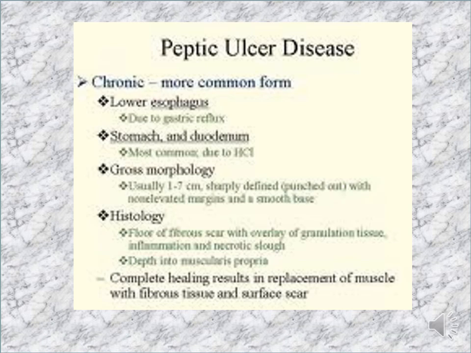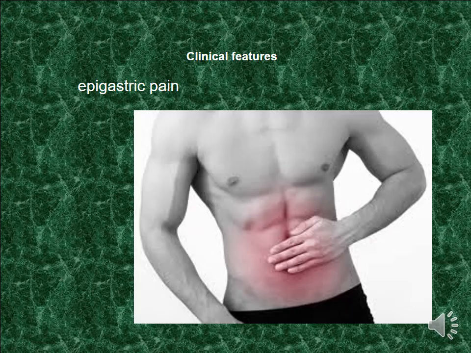The chronic one occurs in the lower esophagus due to gastric reflux, and in the stomach and duodenum, most commonly due to increased secretion of hydrochloric acid. The gross morphology is usually 1 to 7 centimeters, sharply defined, with a non-elevated margin and a smooth base. Histological features: the floor has fibrous scar with granulation tissue, inflammation, and necrotic slough, extending into the muscularis propria. Complete healing results in replacement of the mucosal muscle with fibrous tissue and a surface scar, healed by regeneration of the mucosa to normal.